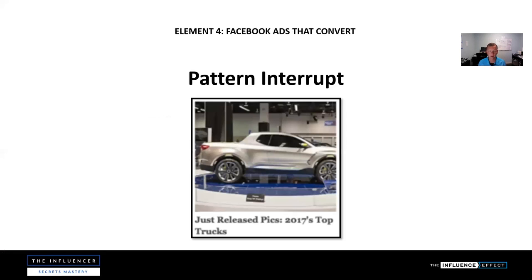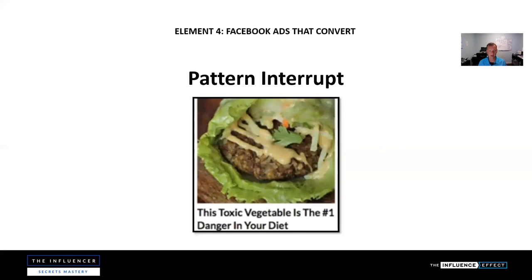So in terms of pattern interrupt, if your avatar likes cars, vehicles, trucks, and you put an image of a concept car, so this is an image at a car show, and it's a concept car in terms of a truck, but if your avatar likes this, ooh, what's this, right? So it has an image, maybe a headline, something like that, but this is going to create pattern interrupt in their newsfeed. And if this is the kind of thing that they like, boom, I already got your attention, right?